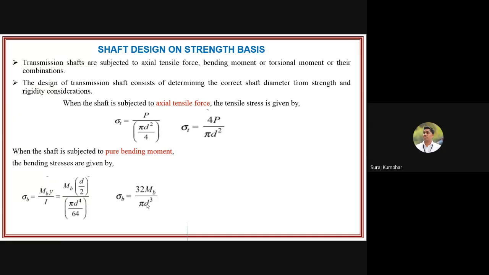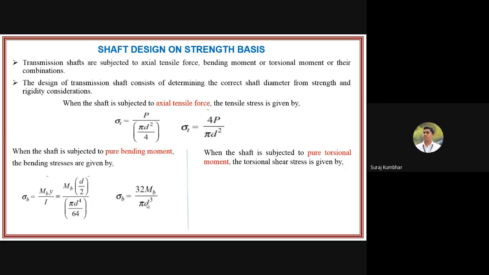Now the next thing, when the shaft is subjected to a pure torsional moment only. The earlier case was pure bending moment, which is why finding the bending stress was important. But when your shaft is subjected to pure torsional moment, you need to find the torsional shear stress in that case. Now, how do we find that torsional shear stress?